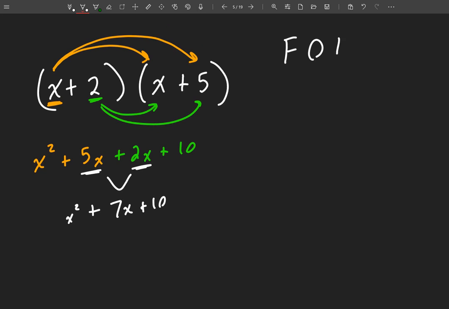I don't use this term usually. I have nothing against it. I just like to think of it as distribution. It makes things easier.